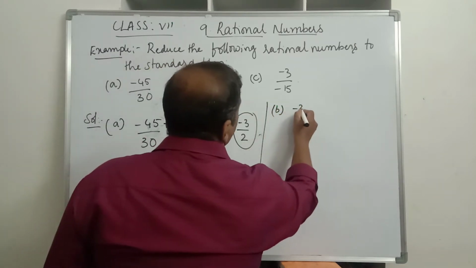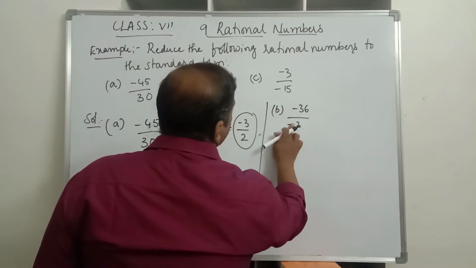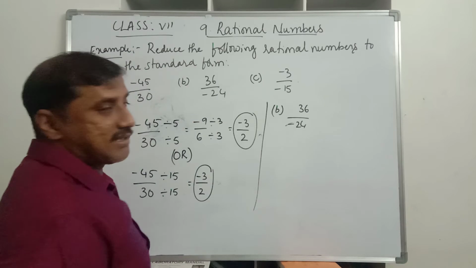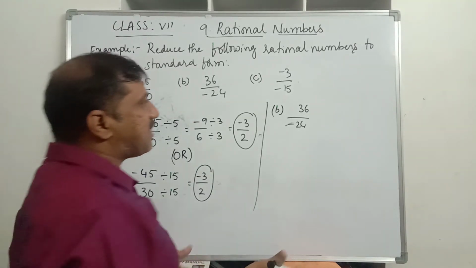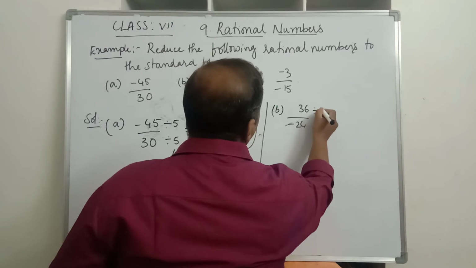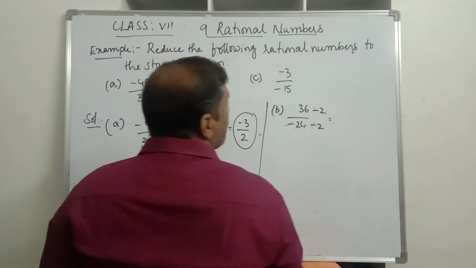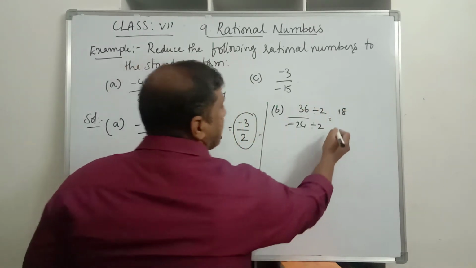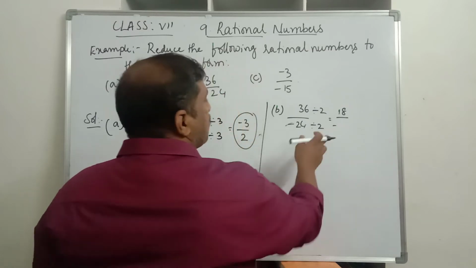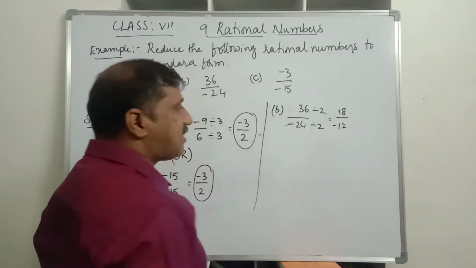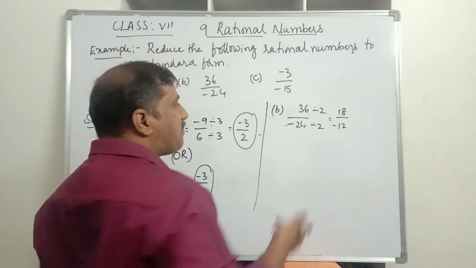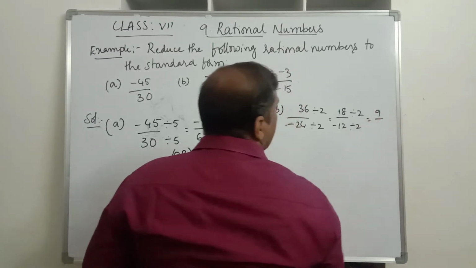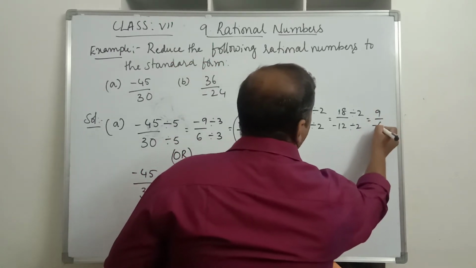36 divided by minus 24. Both are even numbers, which means they are divisible by 2. Now you divide by 2. When we divide by 2, 2 1s are 2, 2 8s are 16, 18 2s are 36, divided by minus, keep the minus sign. 2 1s are 2, 2 2s are 4, 12 we got. 18 and 12 again both are even numbers, so they are divisible by 2. So you divide by 2. 2 9s are 18, divided by 2 6s are 12, that is minus 6 we get.